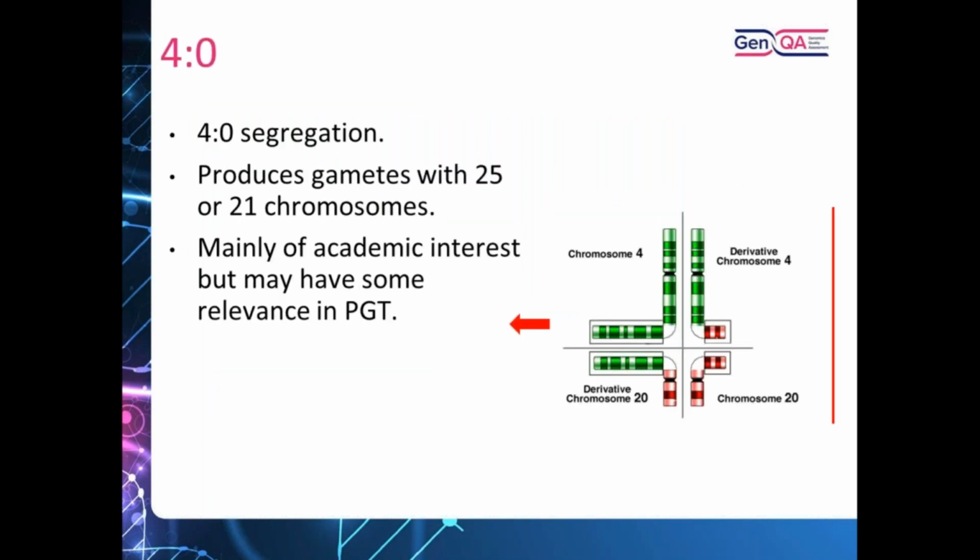A very rare form of segregation is 4-to-0 segregation, where all the chromosomes go to one cell and none of them go to the other cell, which will produce gametes with 25 or 21 chromosomes. And this is mainly of academic interest, but again, might have some relevance in PGT where it might be seen, but generally these won't be seen in live births.